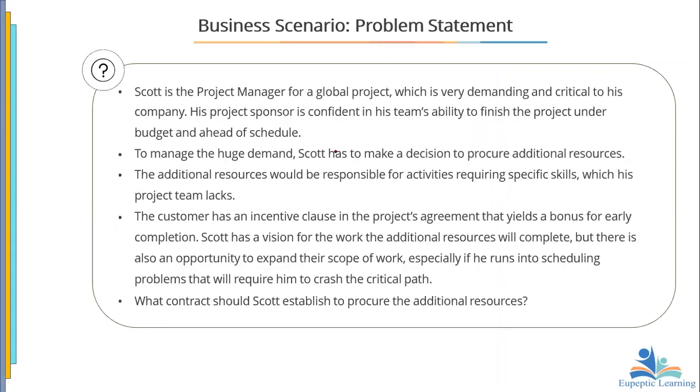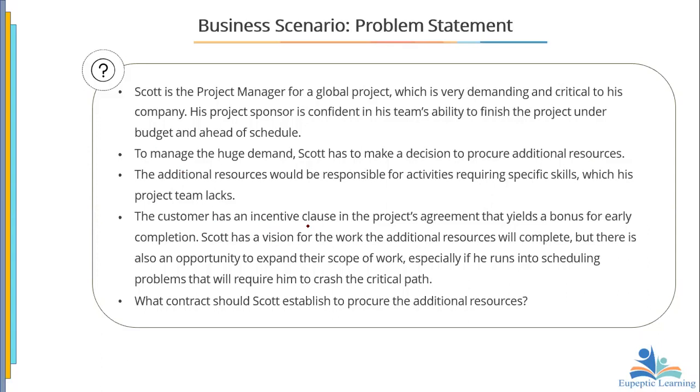Business scenario. Scott is the project manager for a global project, which is very demanding and critical to his company. His project sponsor is confident in his team's ability to finish the project under budget and ahead of schedule. To manage the huge demand, Scott has to make a decision to procure additional resources. The additional resources will be responsible for activities requiring specific skills, which his project team lacks. One of the reasons why we procure.